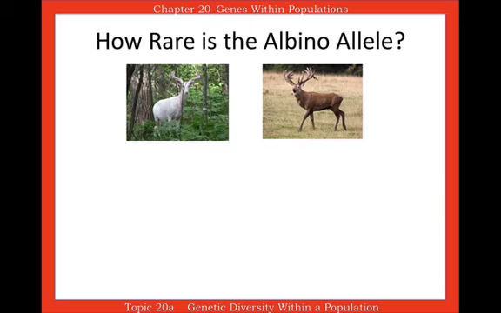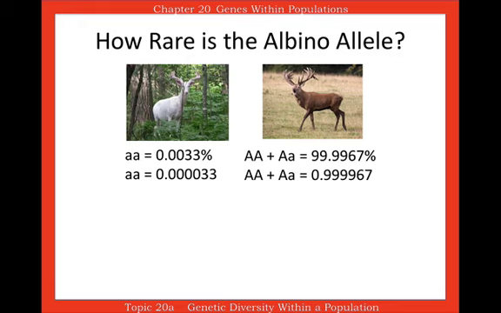Now let's apply this to our albino deer example. We already know that the albino deer make up 0.0033% of the population, or expressed as a proportion, there are 4 zeros after the decimal. This means that 99.9967% of the population will be either homozygous dominant or heterozygous. But which proportion is which?